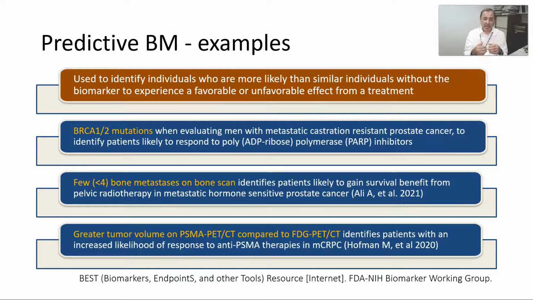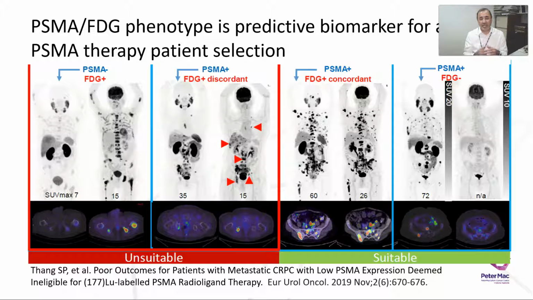And another predictive biomarker is the ratio of the uptake on a PSMA PET compared to an FDG PET to predict the likelihood of response to an anti-PSMA directed therapy. So here, for example, are 4 categories of patients. You can see on the left-hand side a man with a lot of FDG uptake, but very low uptake on a PSMA PET CT.